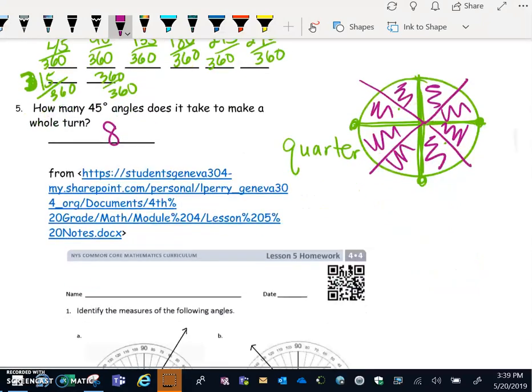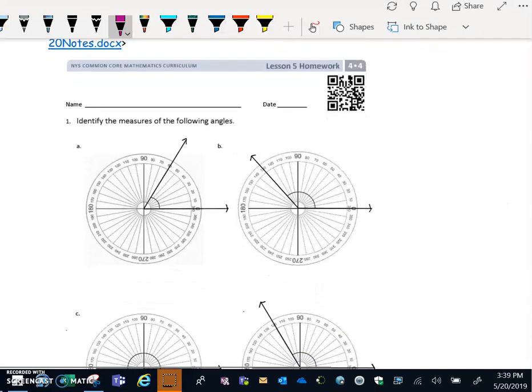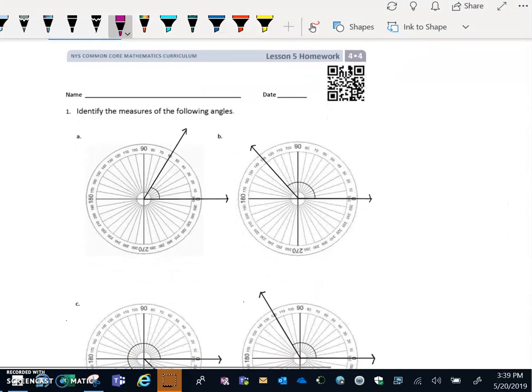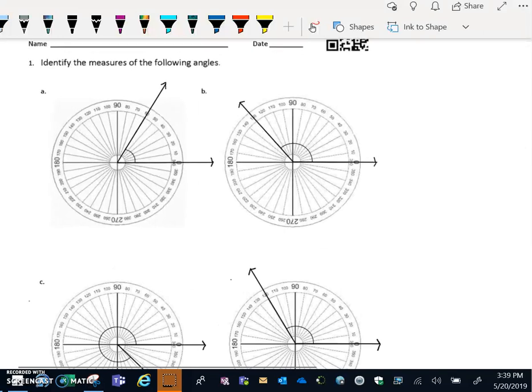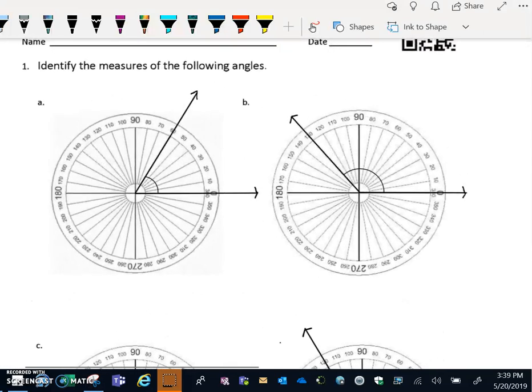So we're going to skip the problem set and get right to the homework page. I'm going to help you with this homework page so that we can be ready to write next week with about 4 minutes. It says identify the measure of the following angles. We always want to see where one ray passes through 0. We have to follow the arc to see what we are measuring.